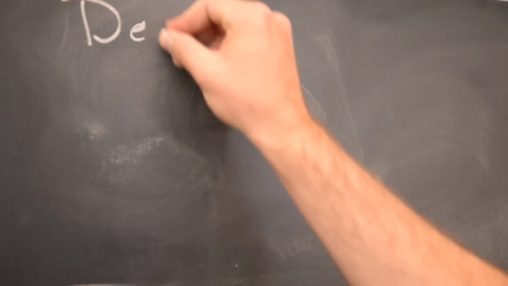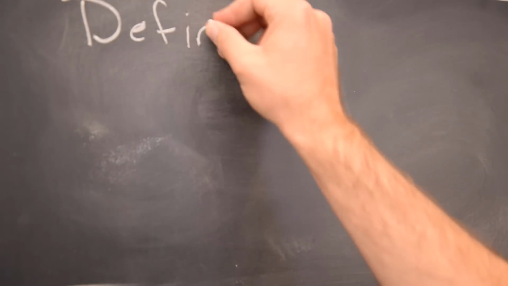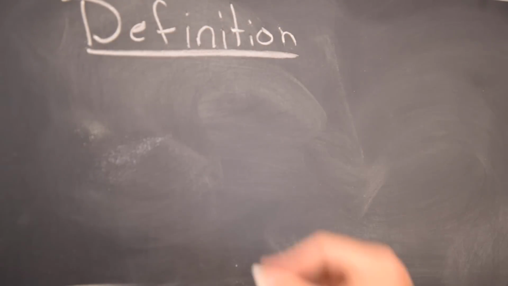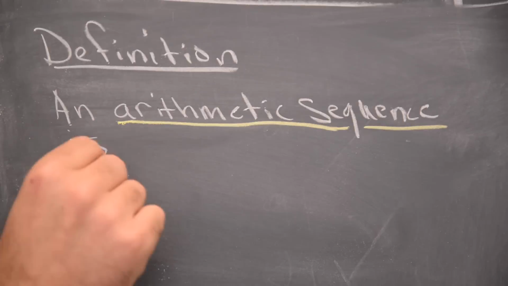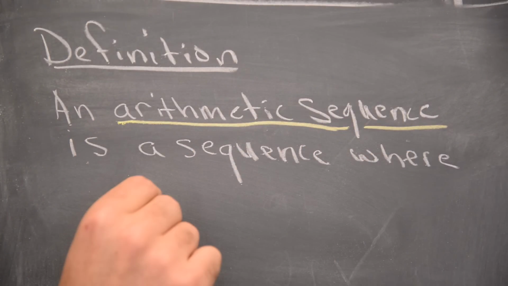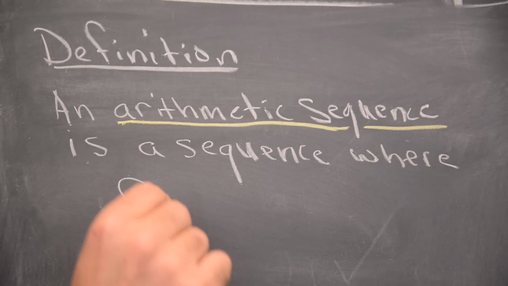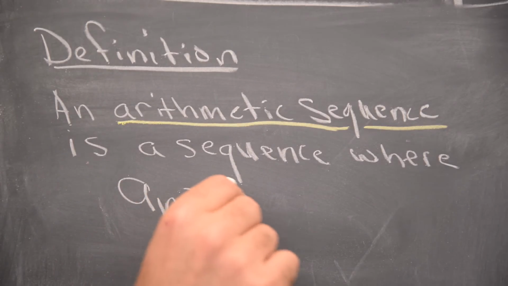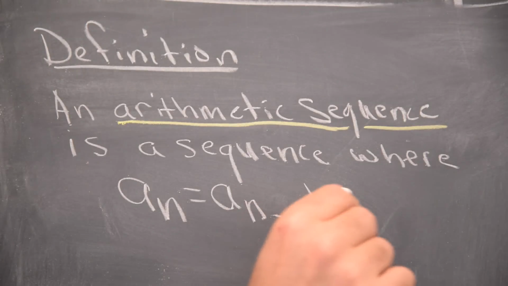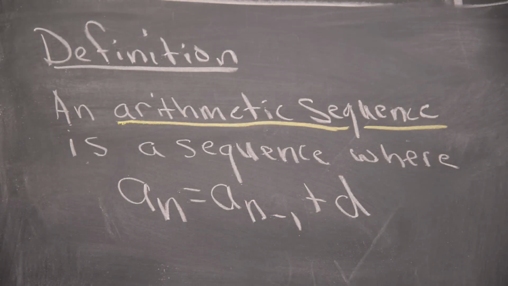Now that we've seen an example, we can write down the definition for what an arithmetic sequence is in general. An arithmetic sequence is a sequence that satisfies the recursive relationship. To move from one term to the next, we add a fixed number d. To express this algebraically, we say that the nth term, a(n), is equal to the n-1st term, a(n-1), plus d.